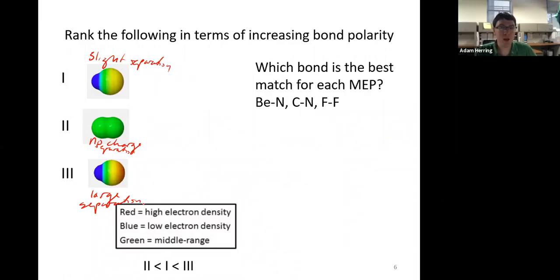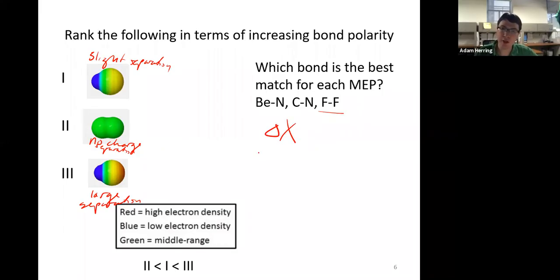Welcome back. So we know that since there's no charge separation, we're looking for something that has a completely covalent bond. That's going to be fluorine and fluorine, despite fluorine being the most electronegative element. That's because we're looking not for the electronegativity, but the difference in electronegativity.